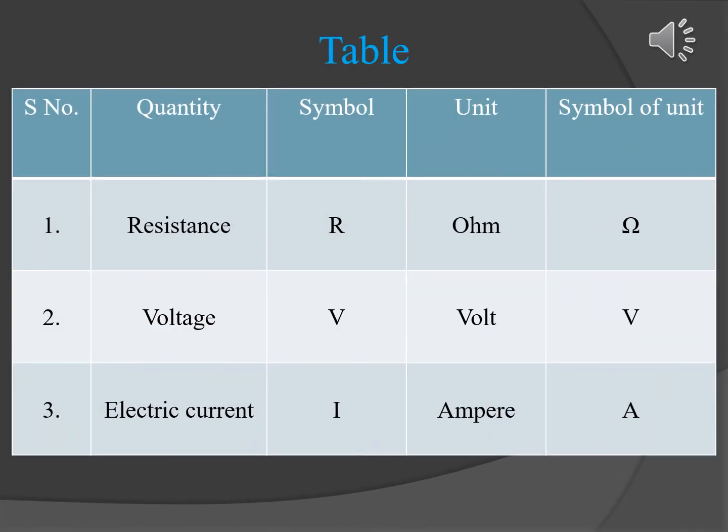Dear students, this table shows few quantities, their units and symbols. Number 1, resistance is a quantity, its symbol is R, while its unit is ohm, and its symbol is omega. Number 2, voltage is a quantity, its symbol is V, while its unit is volt, and its symbol is V. Number 3, electric current is a quantity, its symbol is I, while its unit is ampere, and its symbol is A. Ampere is also the name of a scientist.